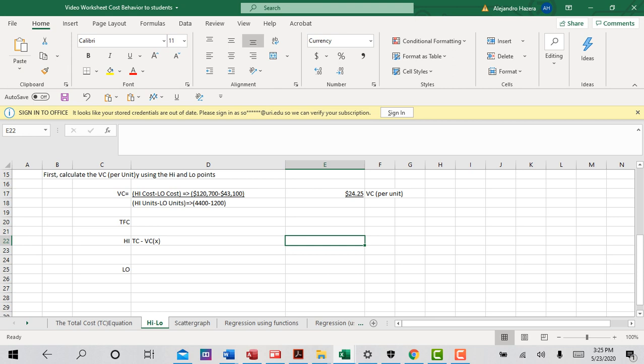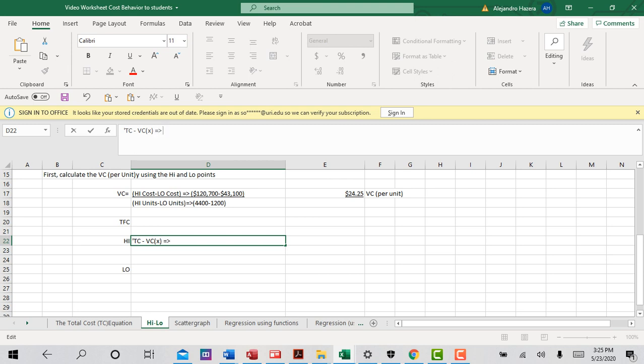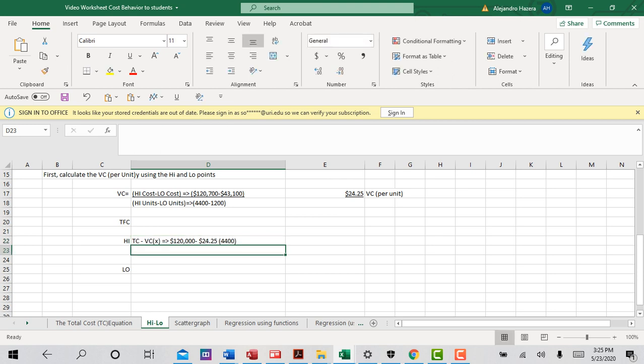Okay, so if I take my total costs, which are high, I'll just go ahead and write out what I'm doing here. So this is all text. I'm going to take my total cost of 120,000 minus my variable cost per unit, which is $24.25, and multiply that times the number of high units, 4,400. So if you take that equation right there, you should get your total level of fixed costs.